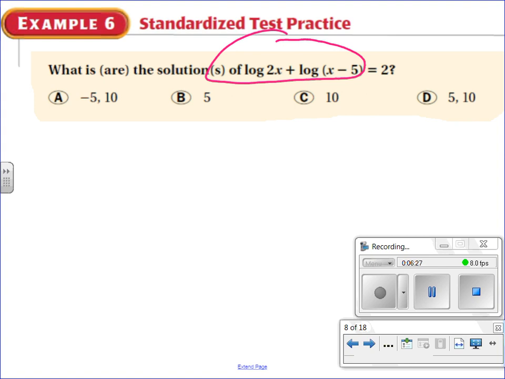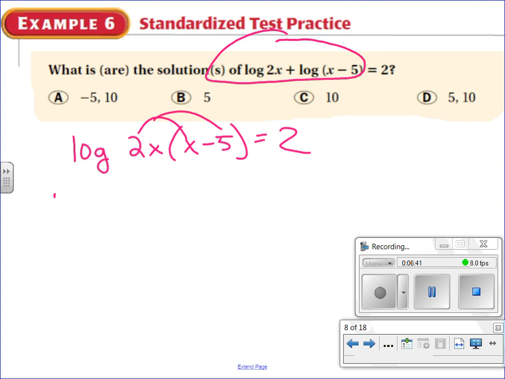Who's friends with adding? Multiplying. So this would be the product rule. Yep. So we are going to actually be multiplying the 2x times the x minus 5. So I have to do a bit of distributing here. So I'm going to distribute that to that.